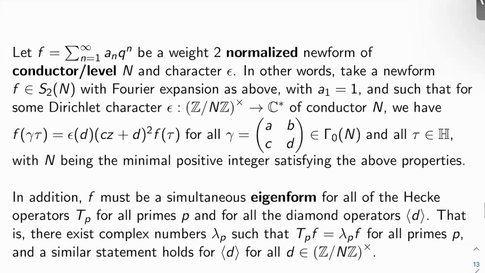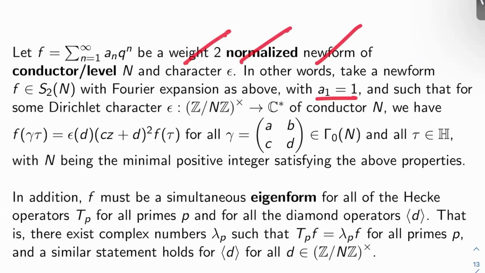So we are going to be very interested in weight 2 normalized newforms of conductor or level N and character epsilon. So what are those? Take a newform f in S_2(N) with the Fourier expansion the sum from n equals 1 to infinity of a_n q^n, as usual. Okay, that already takes care of the weight 2 level N business. What does normalized mean? It means the first coefficient a_1 is 1. So we've taken care of weight 2 normalized.